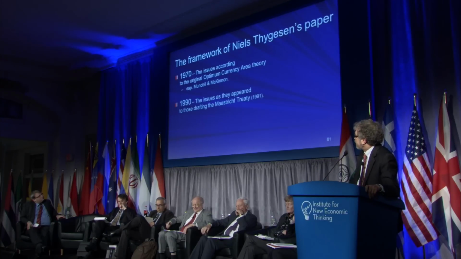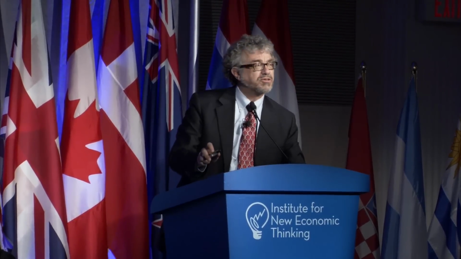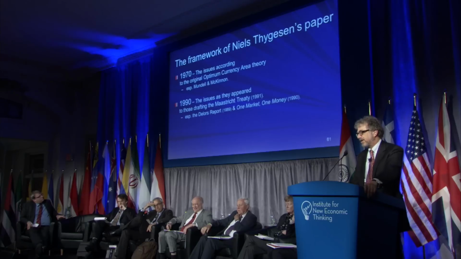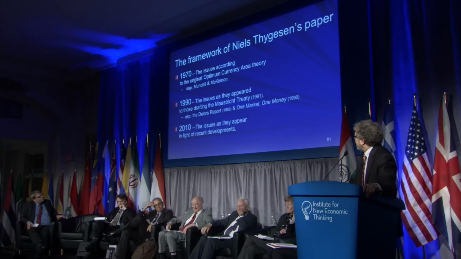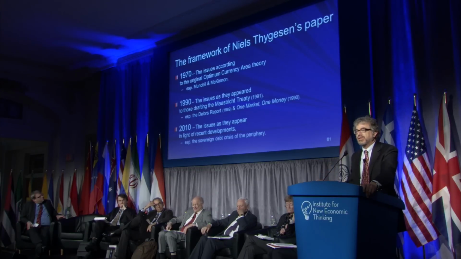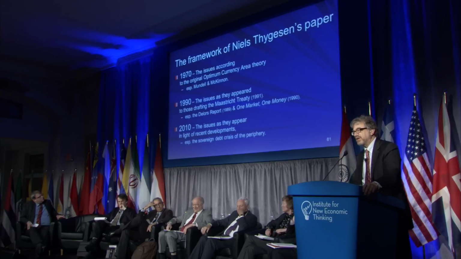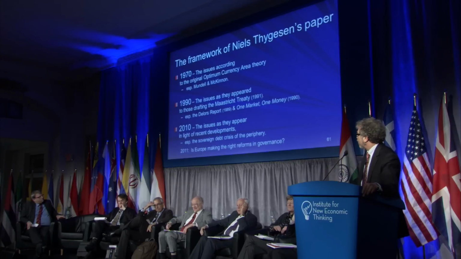The second thing I will talk about will be to follow him, to talk about how the issues appeared to those that were drafting the Maastricht Treaty, for example, in the Delors report and in the study One Market, One Money, which was quite influential, and then come up to the present. The issues as they appear in light of recent developments, in particular the sovereign debt crisis in the periphery countries, and are the reforms that are currently being made the right ones?